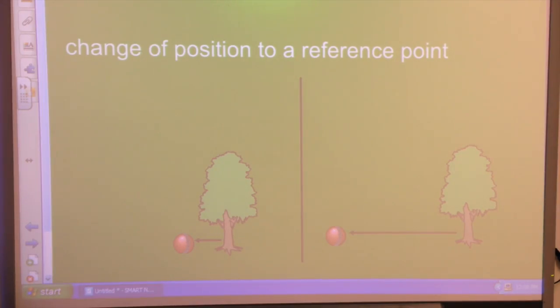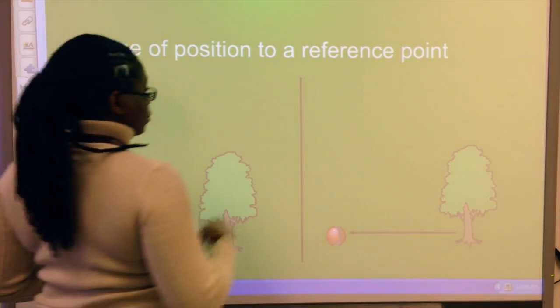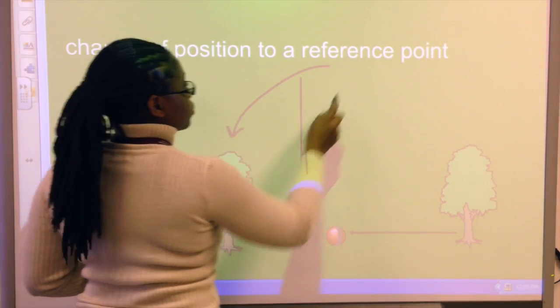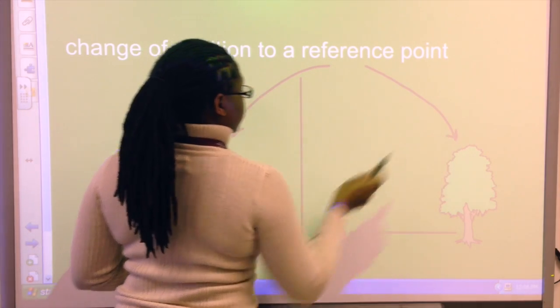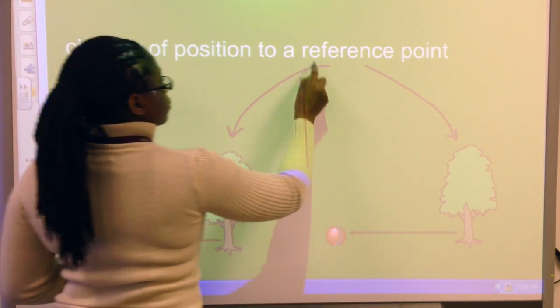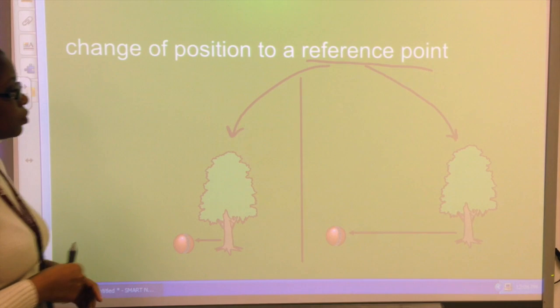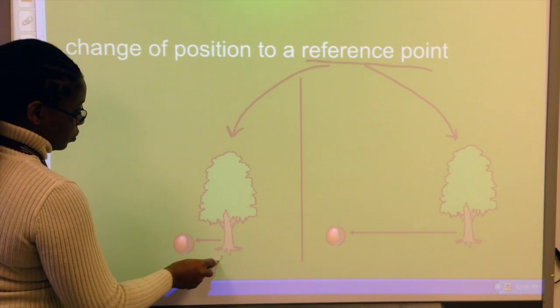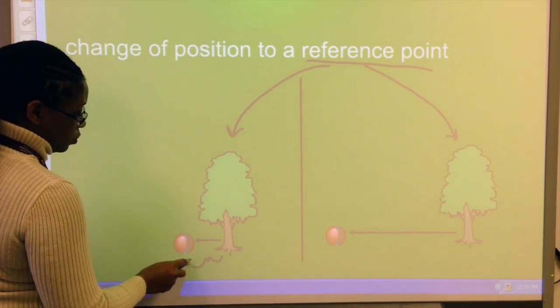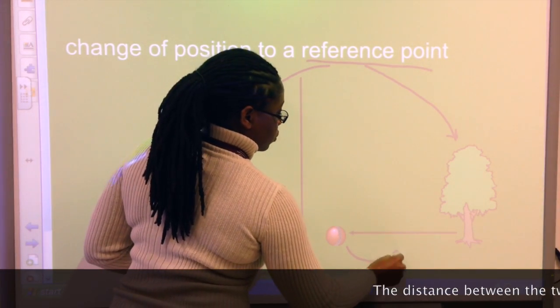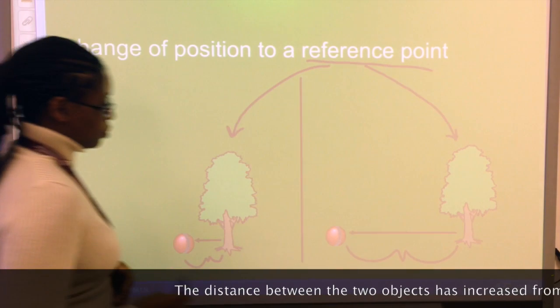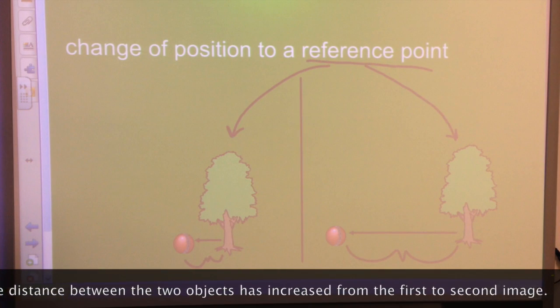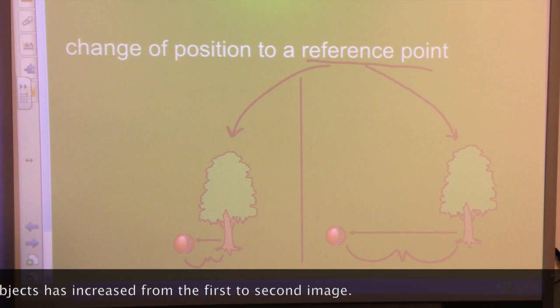We can define motion as a change of an object's position relative to a reference point. In the case of the ball, in order for me to determine if it's moved or not, I have to use the tree as my reference point. So I can look at the distance of the ball from the tree in the first picture and compare it to the distance in the second picture, and that helps me determine that the object did indeed move.